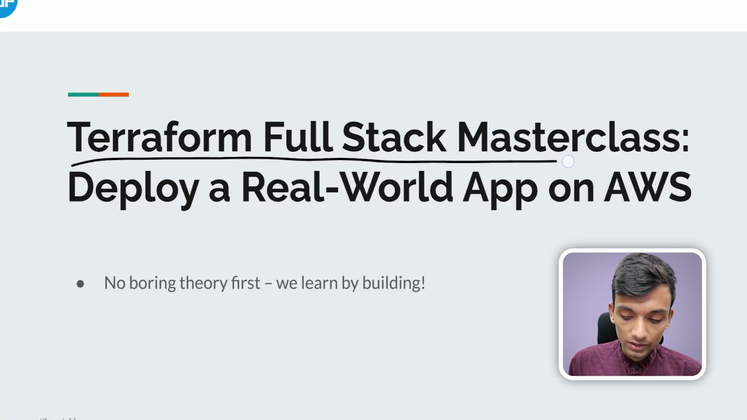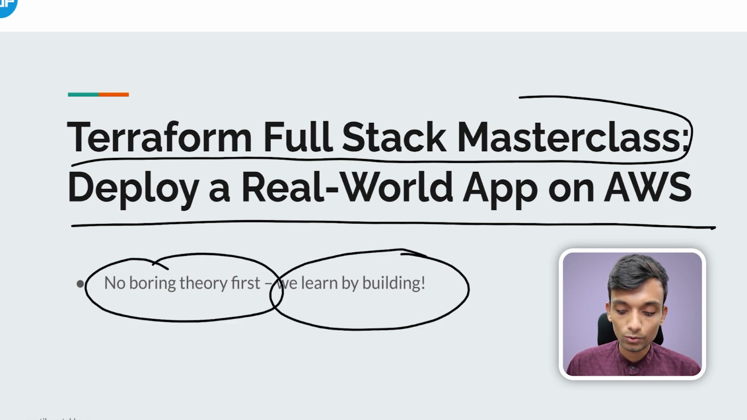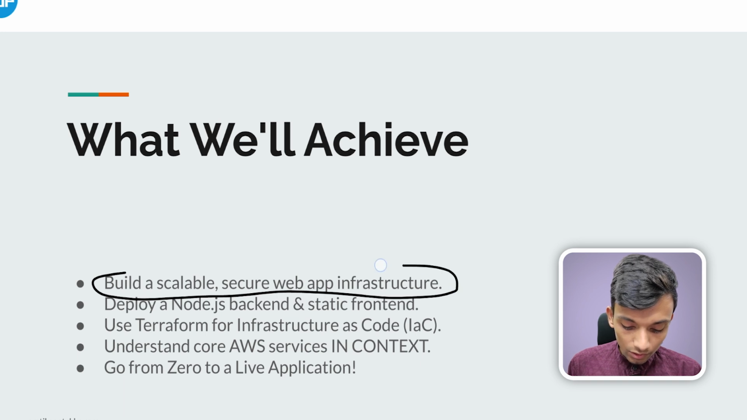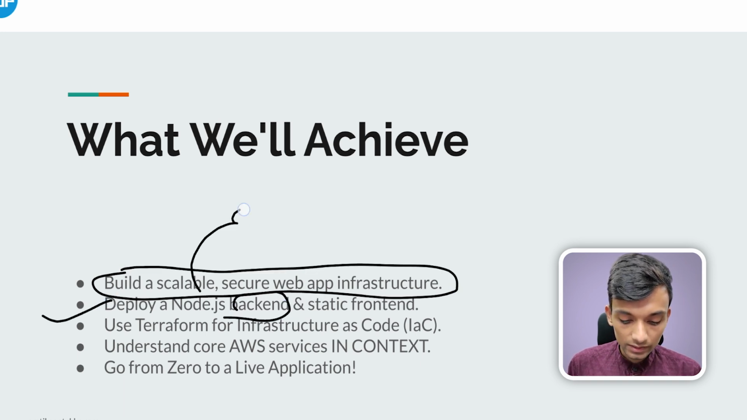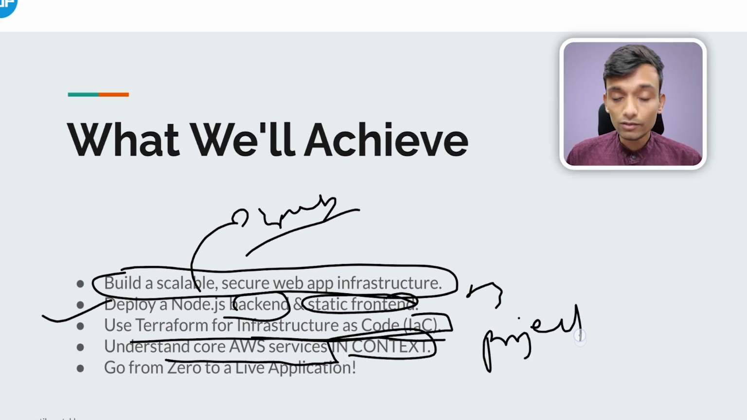So Terraform Full Stack Masterclass, deploy a real world project on AWS. No boring theory first. We learn by doing. Our approach is learn by doing, right? What we will achieve: build a scalable, secure web app infrastructure. Deploy Node.js, right? Backend, we will use Express here. I already showed you the static frontend using S3. Use Terraform for infrastructure as code. Core understanding of AWS in context with our project. We are just learning what we are using in this project, right?